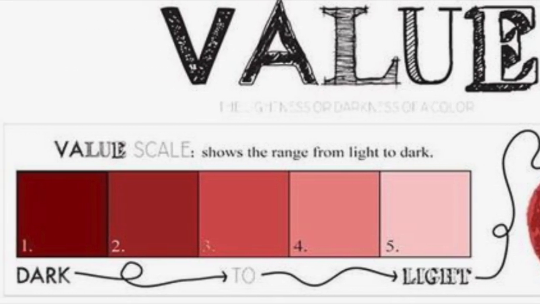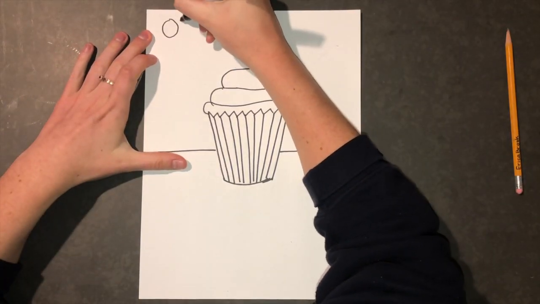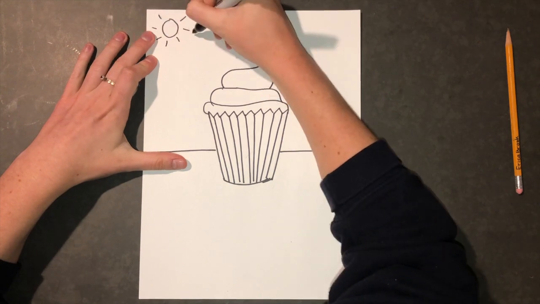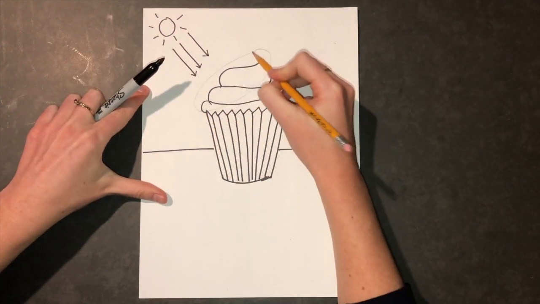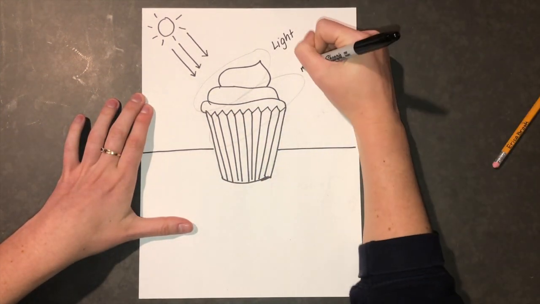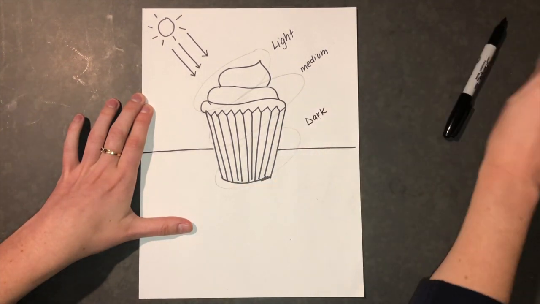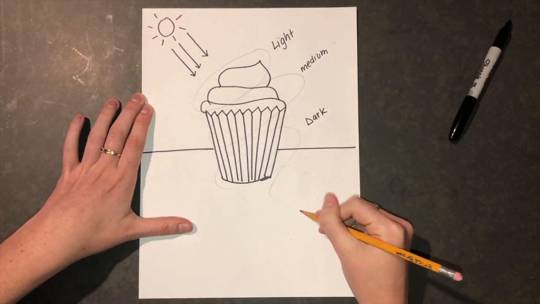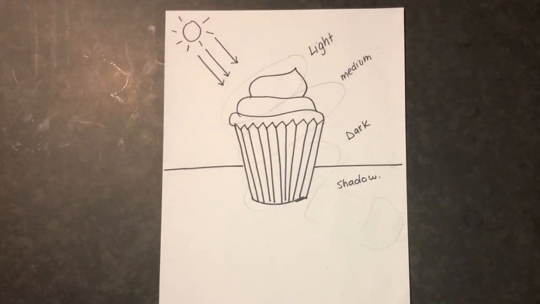Value is the lightness or darkness of a color. How light a color is or how dark a color is depends on the light. The part of the object that is closest to the light source will have the lightest value. As you get further away from the light source, the value will get darker and darker until the object completely blocks the light and a shadow is created.